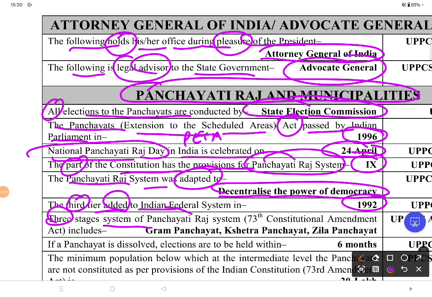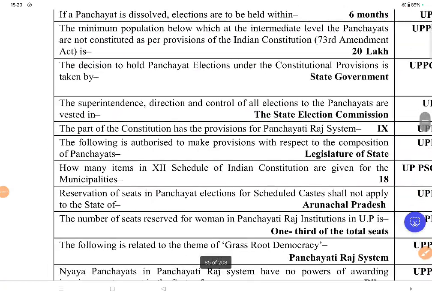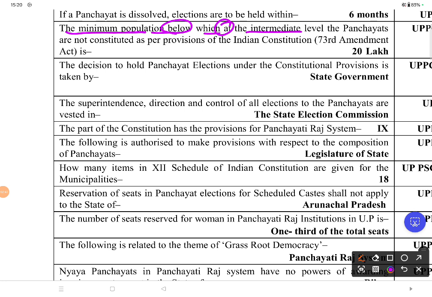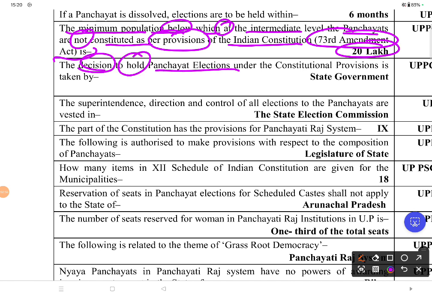Three stages of the Panchayati Raj system: the 73rd Constitutional Amendment Act includes Gram Panchayat, Kshetra Panchayat, Jila Panchayat. If a panchayat is dissolved, elections are to be held within 6 months. The minimum population below which, at the intermediate level, the panchayats are not constituted as per provisions of the 73rd Amendment Act is 20 lakh. The decision to hold panchayat elections under constitutional provision is taken by the state government.